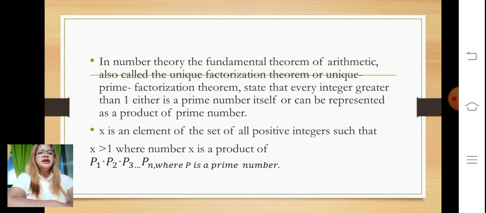In number theory, the fundamental theorem of arithmetic, also called the unique factorization theorem or unique prime factorization theorem, states that every integer greater than 1 either is a prime number itself or can be represented as a product of prime numbers. x is an element of the set of all positive integers such that x is greater than 1, where number x is a product of p1 times p2 times p3, and so on until pn, where p is a prime number.